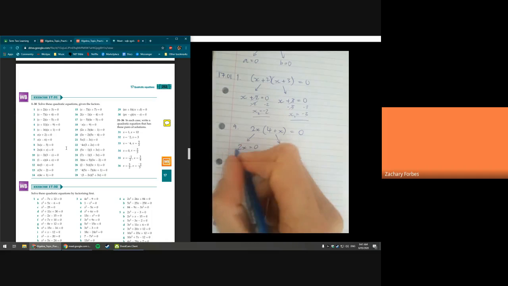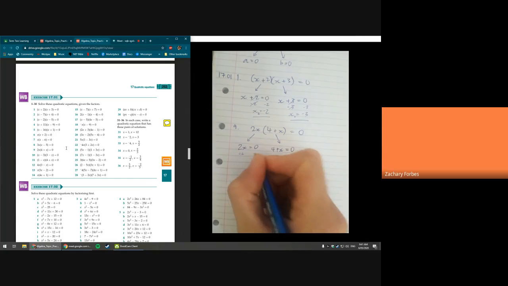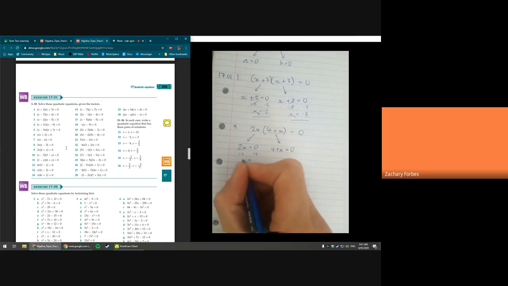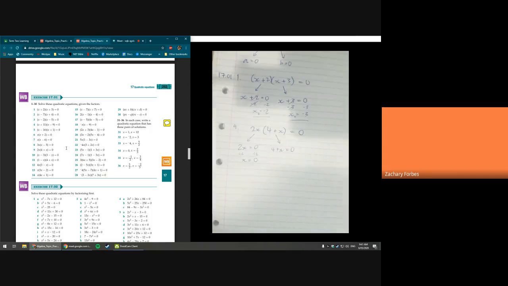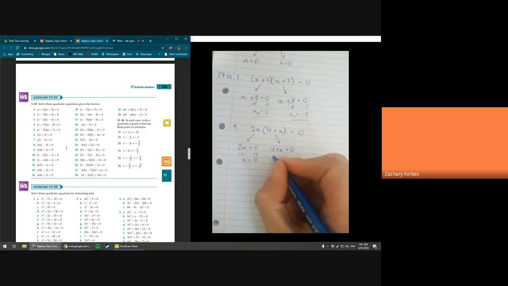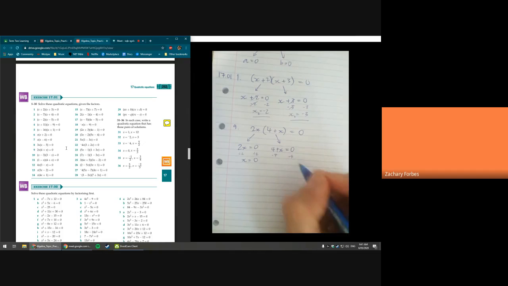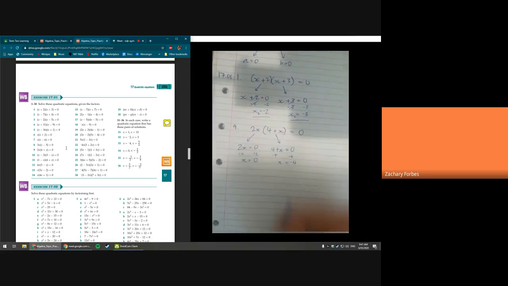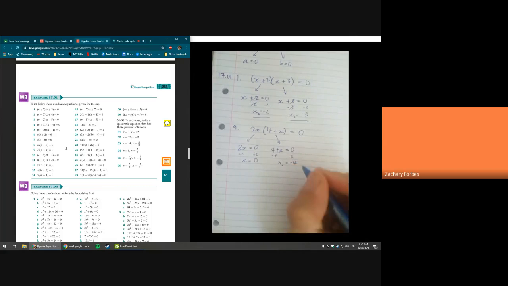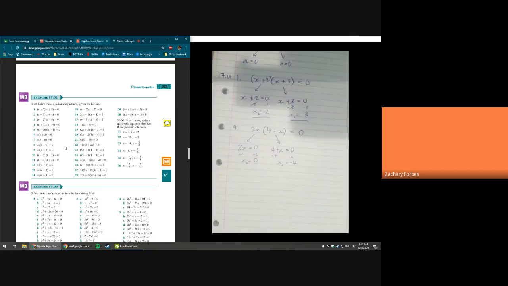How do we unpack that? I'm going to divide this side by 2. 0 divided by 2. Oh, easy. X equals 0. And over here, I'm going to minus 4 on that side, minus 4 on this side, and we get x equals negative 4. Which one's smaller? It looks like negative 4 is smaller, so I'm going to call that x1, and I'll call that x2. All right, not too hard.